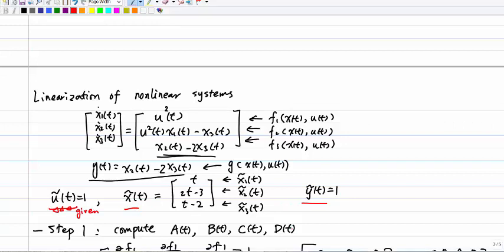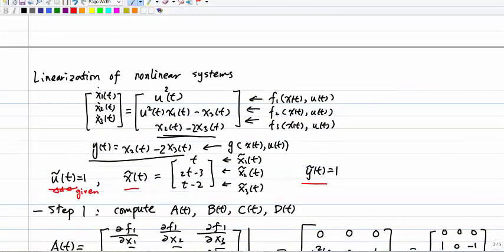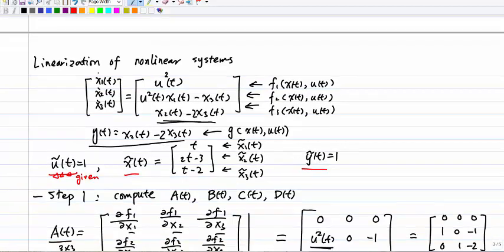For example, in this case I give you a nominal state of t, 2t minus 3, t minus 2, which means nominal x1 is t, nominal x2 is 2t minus 3, and nominal x3 is t minus 2. The nominal output is just 1. So the goal is to linearize the system around the nominal state, nominal output, and nominal control input.